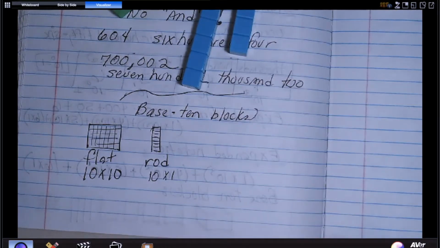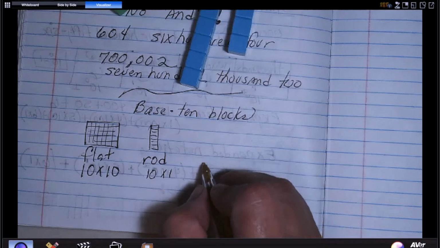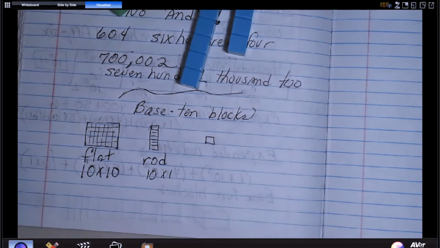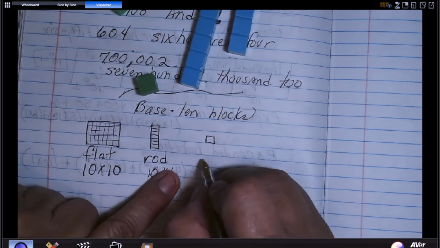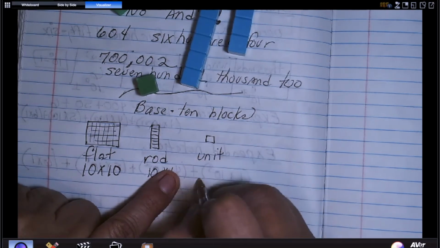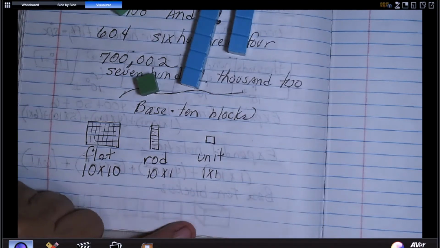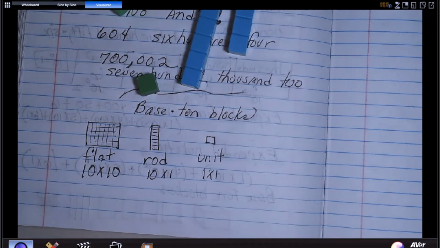And then we have our unit. And again, the color doesn't matter. It's just a unit, and it is a 1 by 1. Flat, rod, unit. And the one that I do not have is my cube, which represents thousands. Too big to carry around.